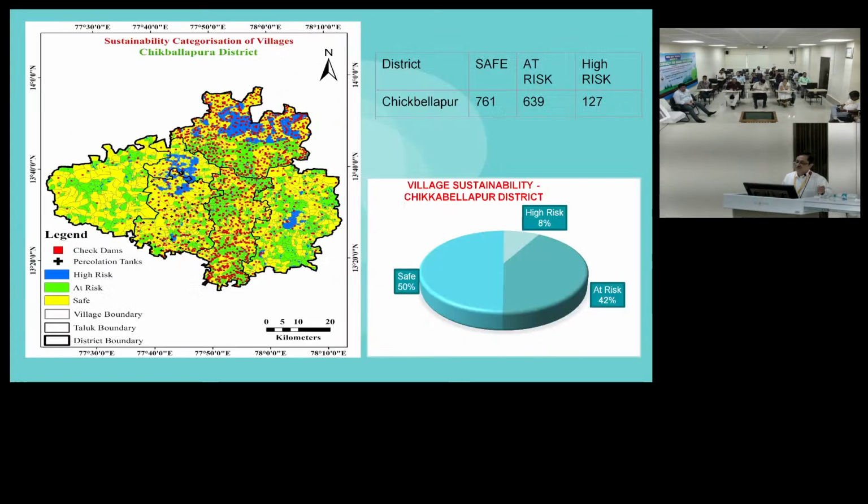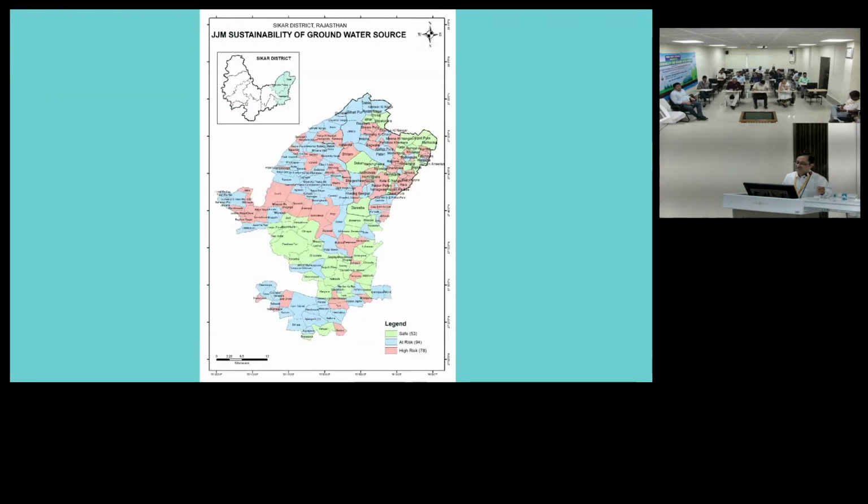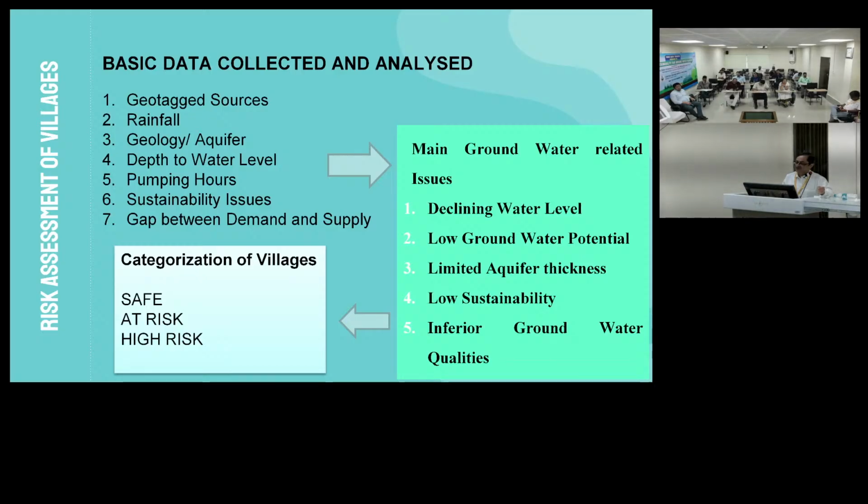So these are the issues that we have faced, and we have suggested that these blue areas, these blocks or villages, are at very high risk. Then these green areas we are saying are at risk, and yellow areas are safe, meaning we can do intervention and make them safe. So these are the studies that we have made.